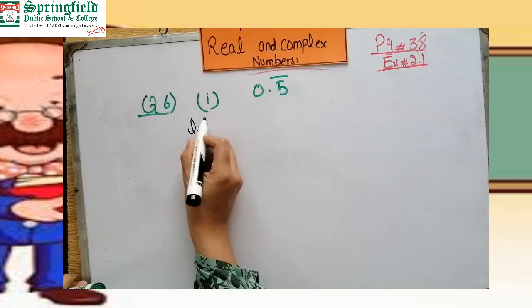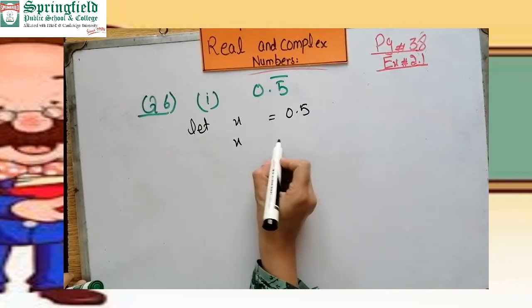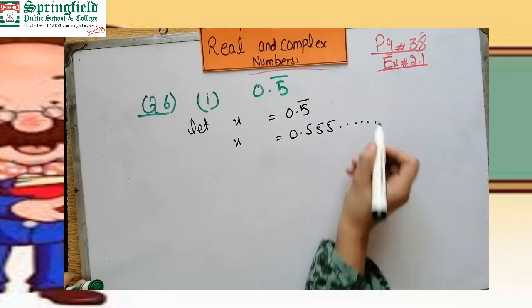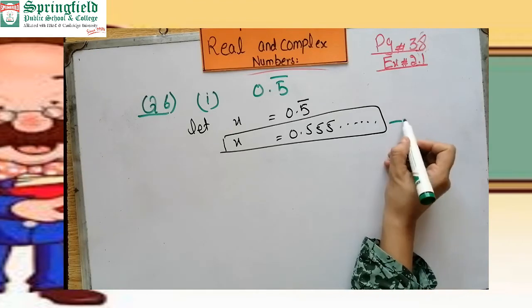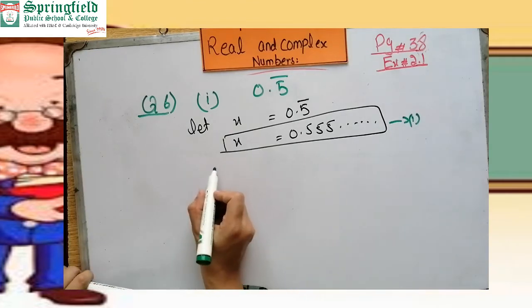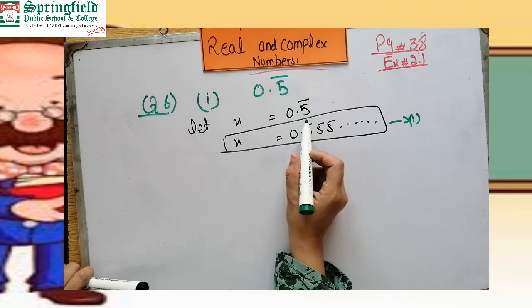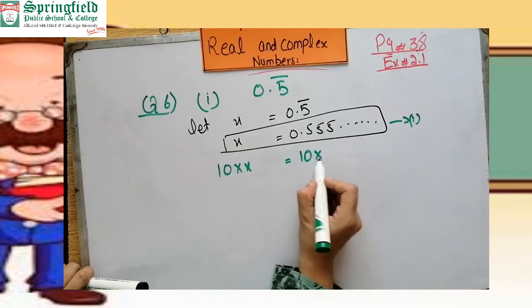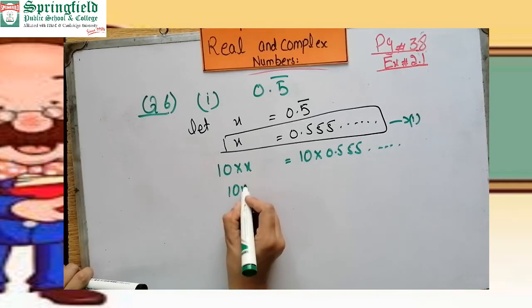Beta, let us suppose that x is equal to 0.5 bar, meaning 5 is repeating here, and this will become equation 1. Now here just one digit is repeating. So what will we do when one digit repeats? We will multiply both sides by 10.